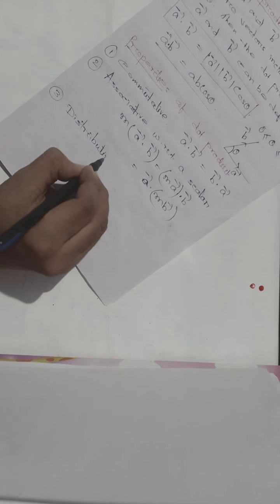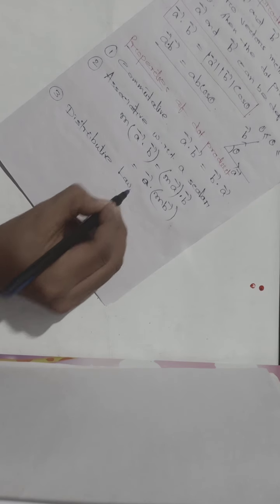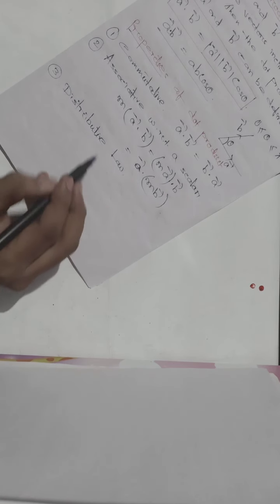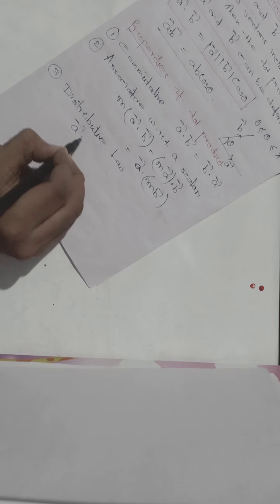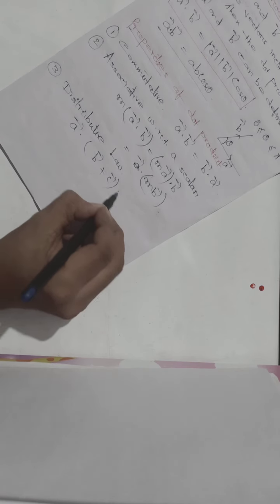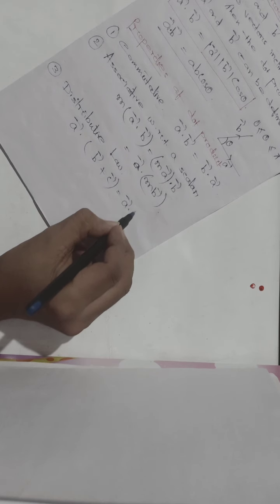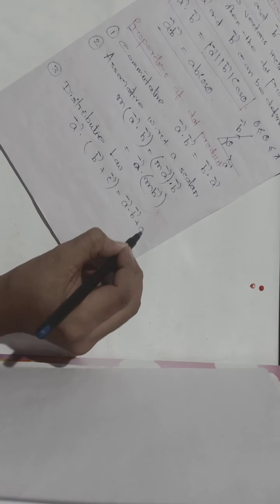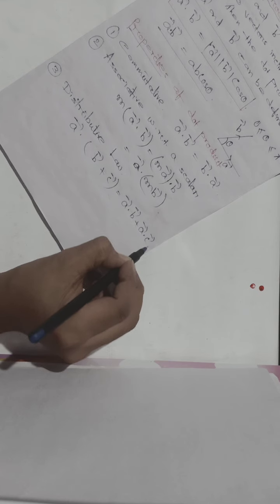Third one, dot product follows the distributive law. What is the distributive law? A dot B plus C can be written as A dot B plus A dot C.